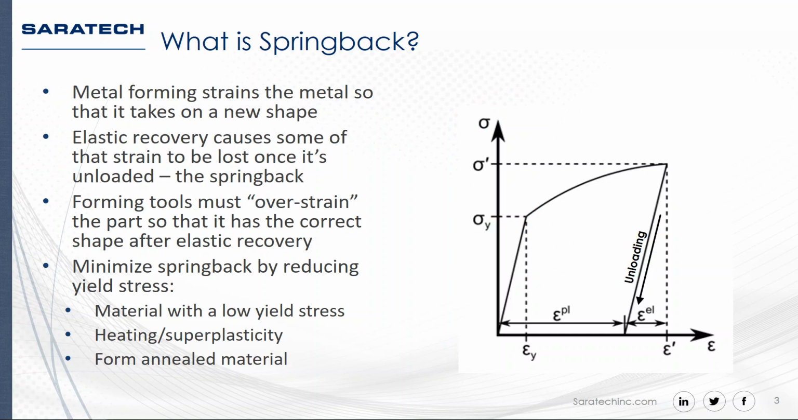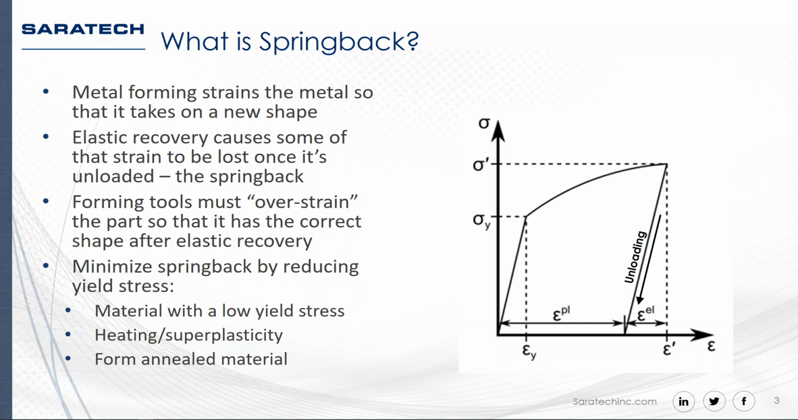So what is springback? Metal forming strains the metal so it takes on a new shape. You're stretching it plastically. Elastic recovery causes some of that strain to be lost once it's unloaded, which is the elastic strain increment you see in the diagram at the right. In order to compensate for this loss of strain when the load is removed, you must actually overstrain the part so it has the correct shape after that elastic recovery.